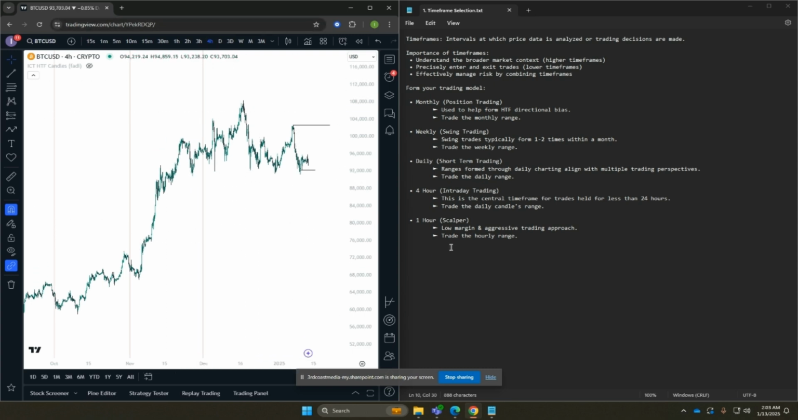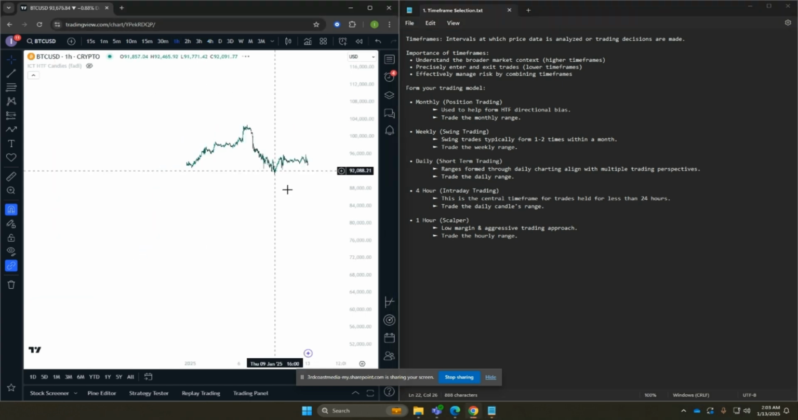So this is the 4 hour. That's for intraday traders. So the 4 hour is used to trade on an intraday basis. So that's holding things for maybe no more than a day. The trades are essentially in maybe in the morning, out in the afternoon, or maybe in at night, out in the morning. But they're not held for longer than 24 hours whenever you're looking at the intraday time frame.